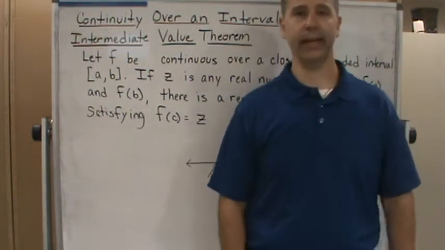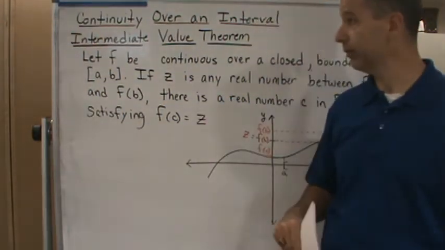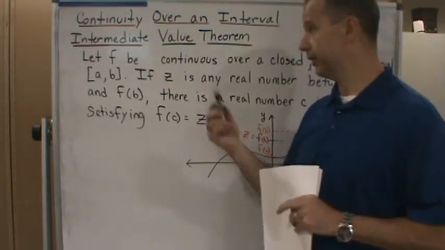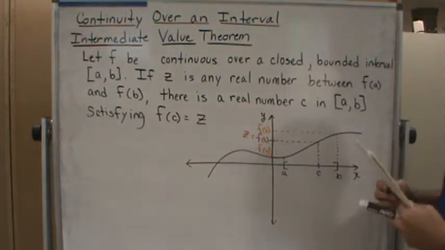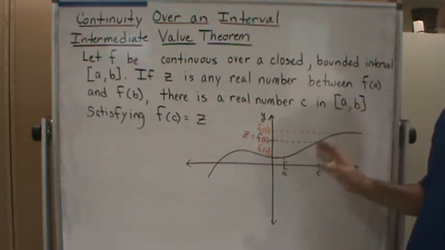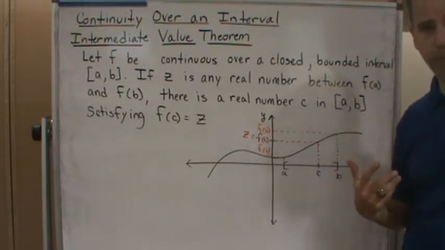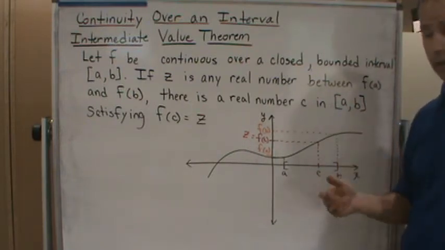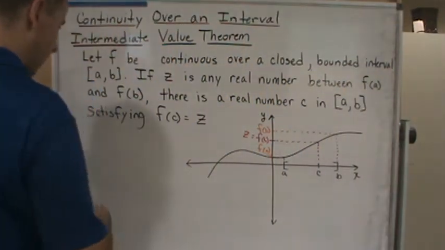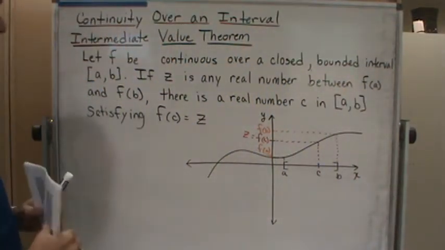Okay, so welcome back, and now we're going to introduce another theorem called the intermediate value theorem. So this would be theorem 3, I believe. The intermediate value theorem is a very important theorem that's used later on, and it's easy to understand. I'm going to go through it and then we're going to do some examples.